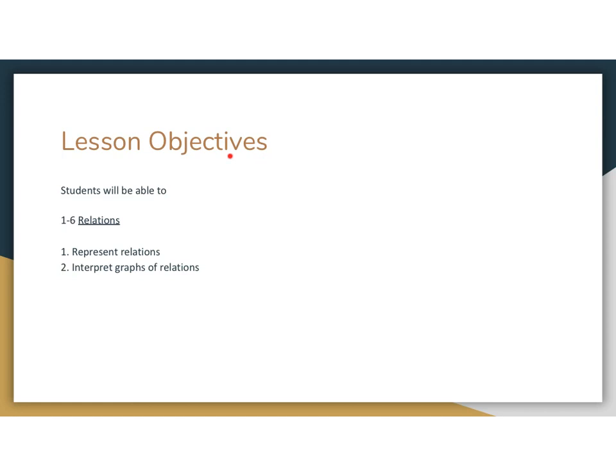So our lesson objectives for today are representing relations and interpreting graphs of relations. So go ahead and put those down in your notes under your lesson objectives section. These can also be found on PowerSchool Learning.